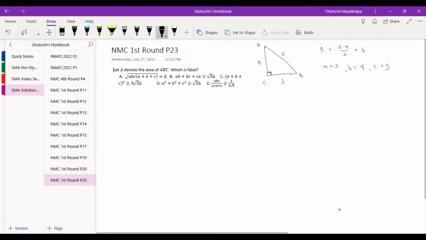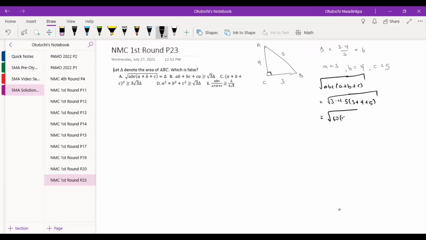Let's start with option A. We have root of ABC times A plus B plus C equal to root of 3 times 4 times 5 times 3 plus 4 plus 5, which is 3 times 4 is 12, times 5 is 60, and 3 plus 4 is 7, plus 5 is 12. So root of 60 times 12. And this is definitely not equal to delta, which is 6. So we already have a contradiction here, and that means that option A is actually the answer.